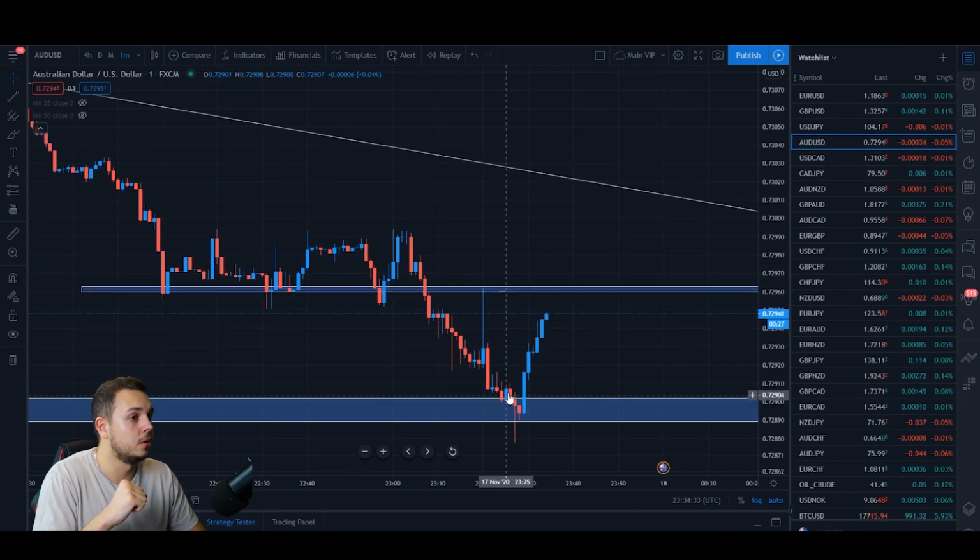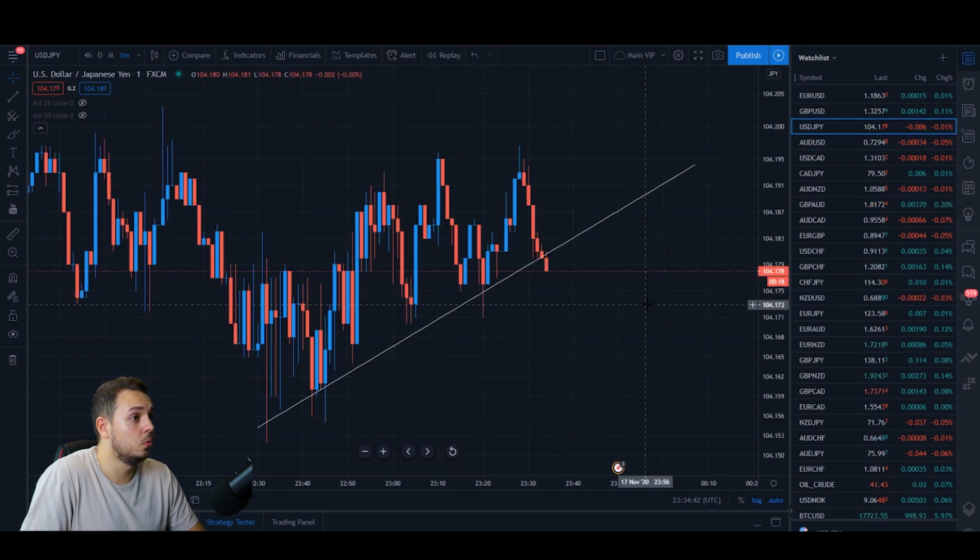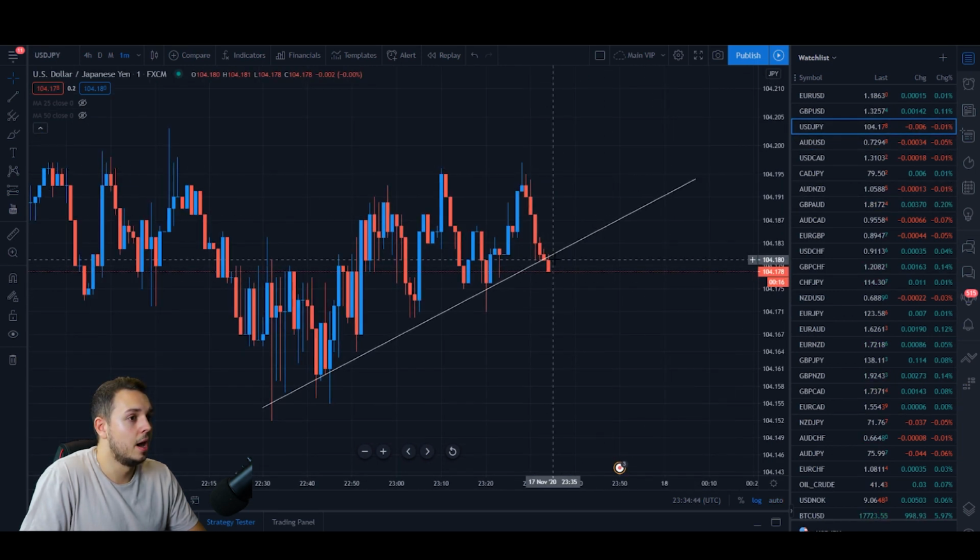Aussie US dollar, what's it doing? Ooh, going towards the upside very nicely. That's what I want to see. Hopefully it reaches this area zone, and then I can close off the trade. USD Japanese Yen currently going towards the downside as well. I might be placing this trade very quickly, so let's have a look.